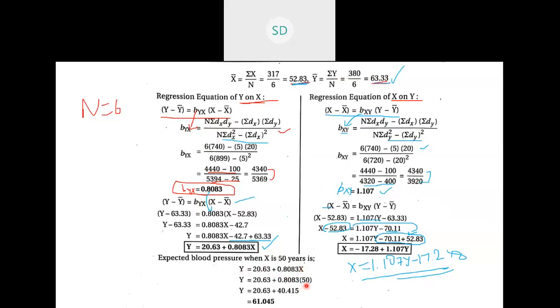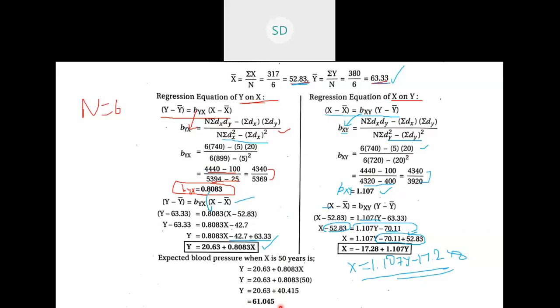Now, once I do that, I will get the y value to be 61.045. So the y value is 61.045. So when x is 50, or when the age is 50 for that person, the blood pressure of that person is 61.045. So that is how expected blood pressure is being found out in this problem.